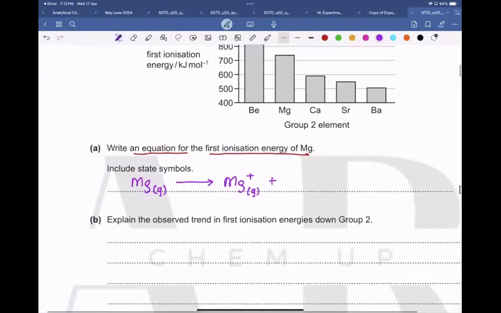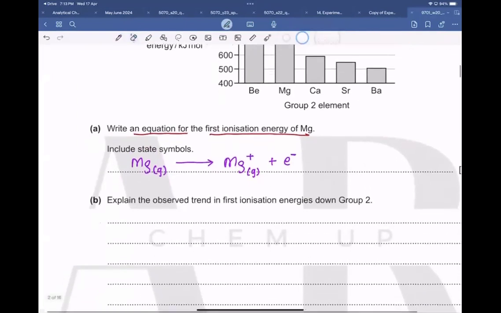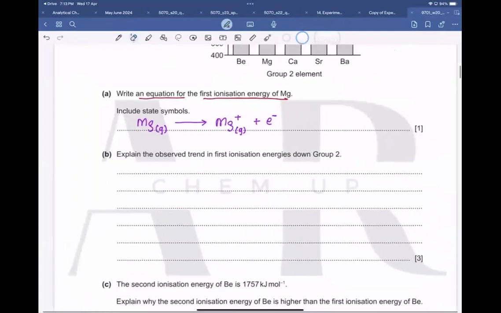And then after this, we will write the electron after putting the plus between, which shows that now these are two different species which were initially together. And now from this gaseous atom, this ion is formed and the electron is released. I hope it's clear to all of you. Now, next part.